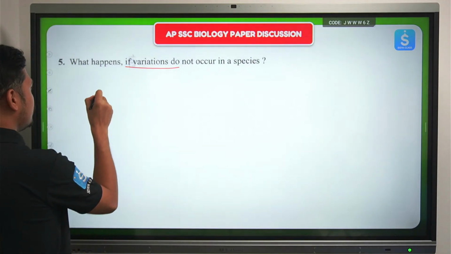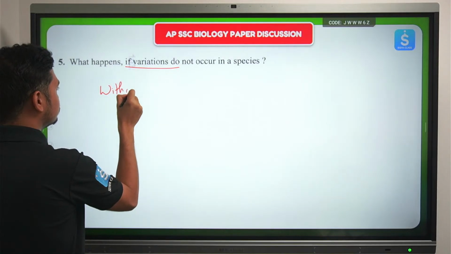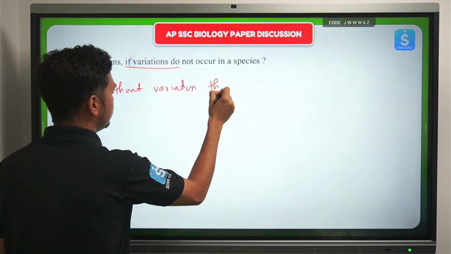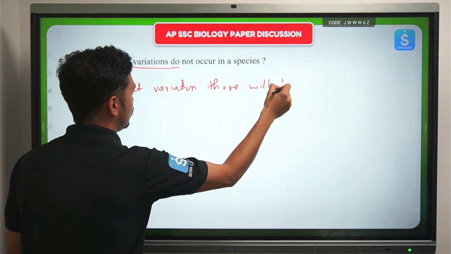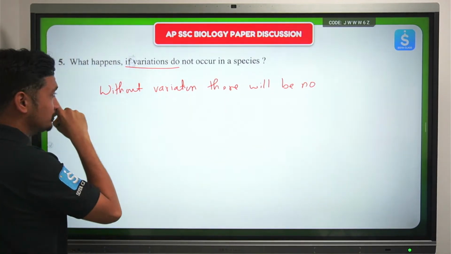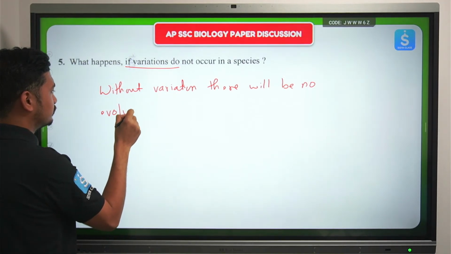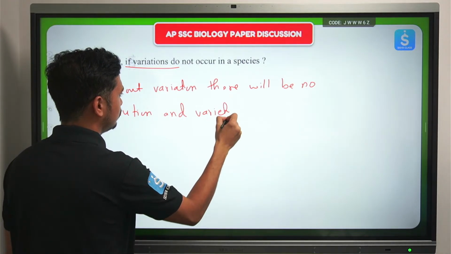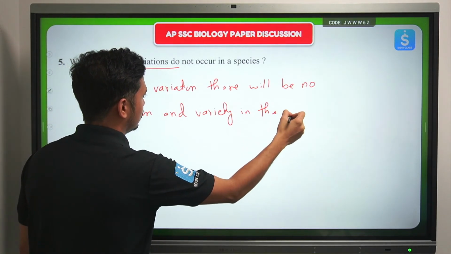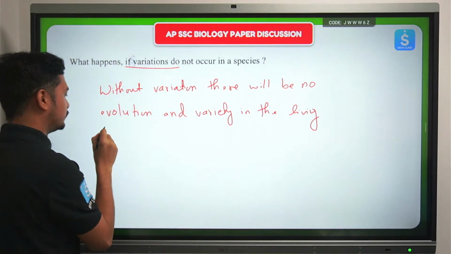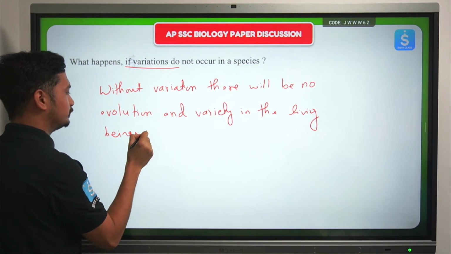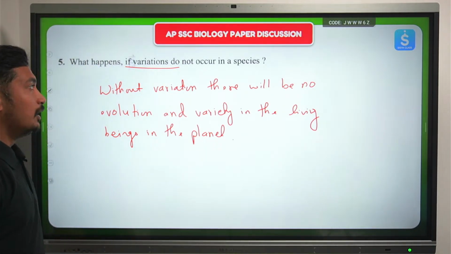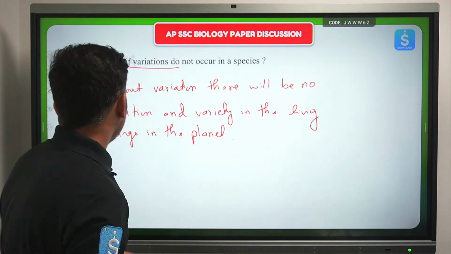Let's write that also. Without variation, there will be no evolution and variety in the living beings on the planet. Alright, I believe this is clear to all of you. Okay, fine. So this is the answer.